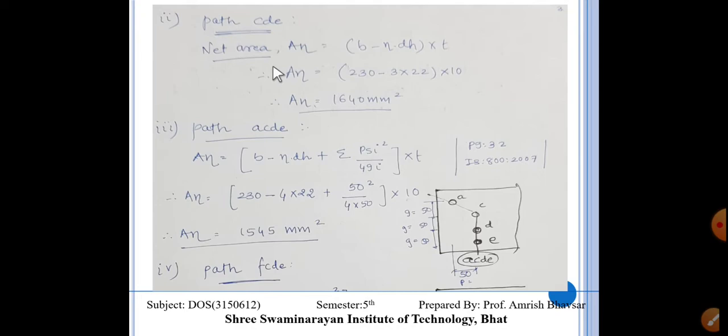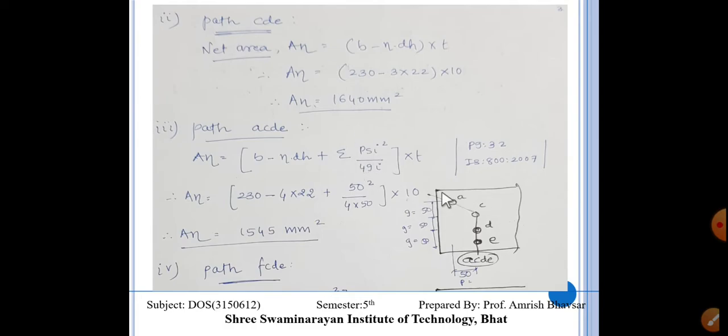Whenever the second path, that is CDE, it is also pure vertical. So the equation is the same as chain bolting, but in that case CDE means there are 3 bolts. So here the number of bolts that we are taking is 3. So the equation is 230 minus 3 into 22 into thickness of plate, that is 10. So here we can get 1640 mm².